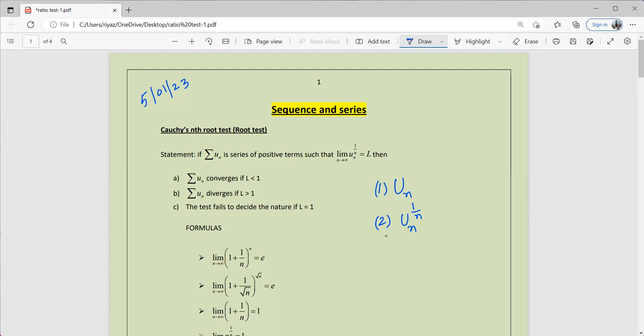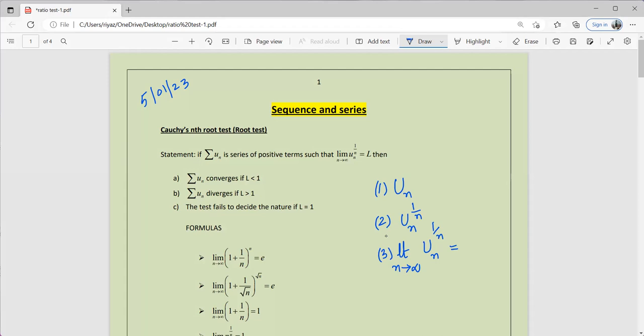Now, the third step is what? We have to apply limit n tends to infinity for this un to the power of 1 by n value. If this value, whatever we are getting, is greater than 1, it diverges; here the case is reverse. Converges when less than 1, diverges when greater than 1.